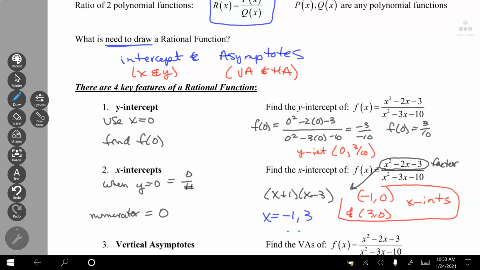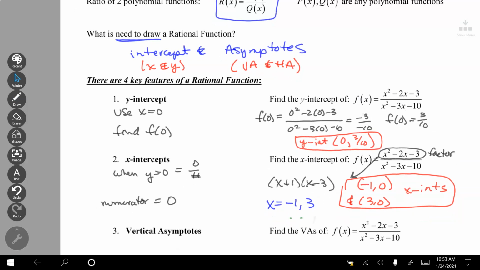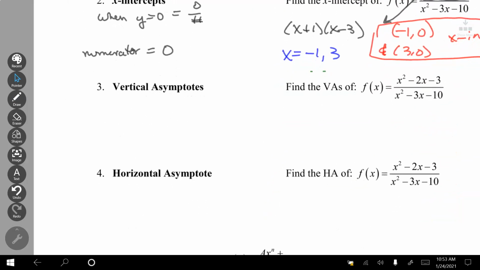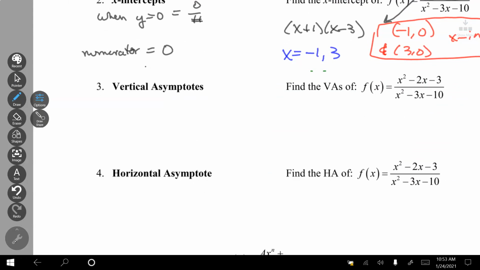And again, those are just points on a graph. Solid dots. So next, I have to figure out VAs. Well, what are VAs on graphs? VAs on graphs are when the y values are undefined.